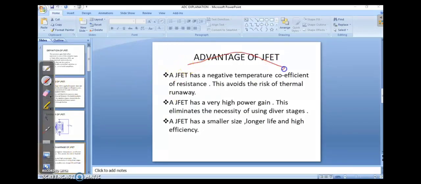And next are the advantages of JFET. There are some advantages. They are: the JFET has a negative temperature coefficient of resistance. This avoids the risk of thermal runaway. The JFET has a high power gain. This eliminates the necessity of using diverse stages. JFET has a smaller size, longer life and high efficiency.